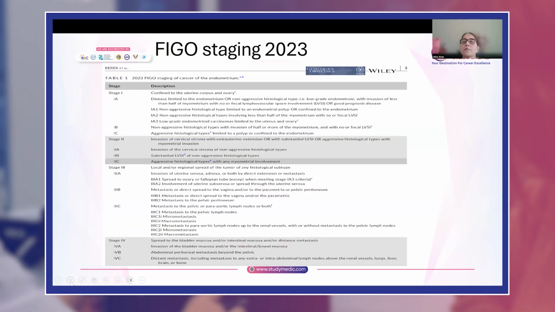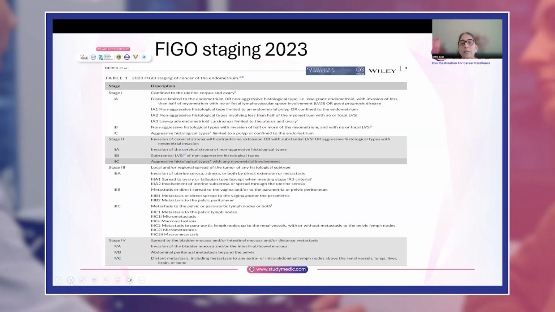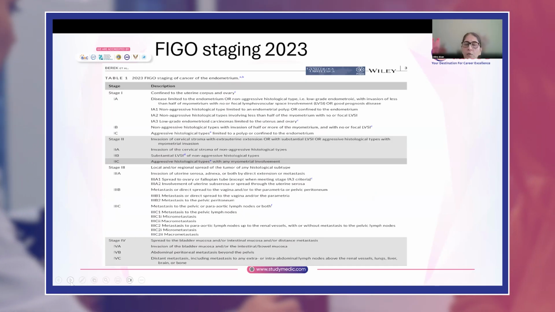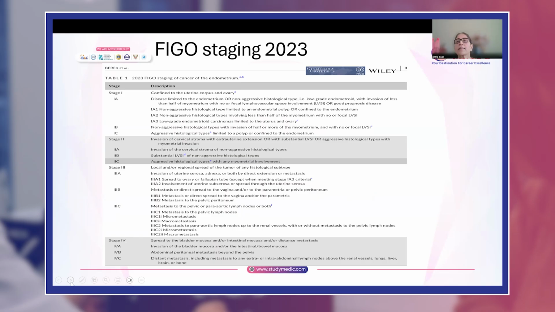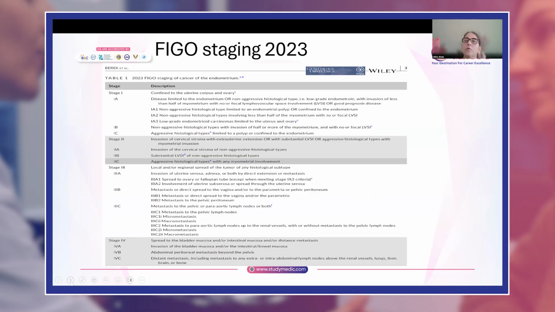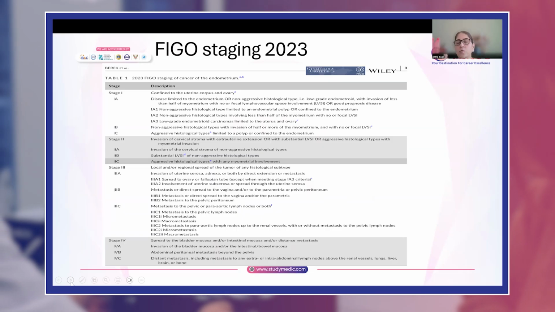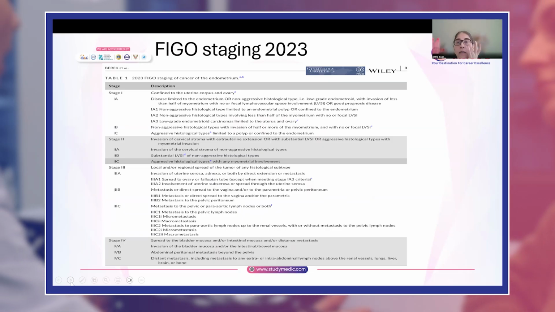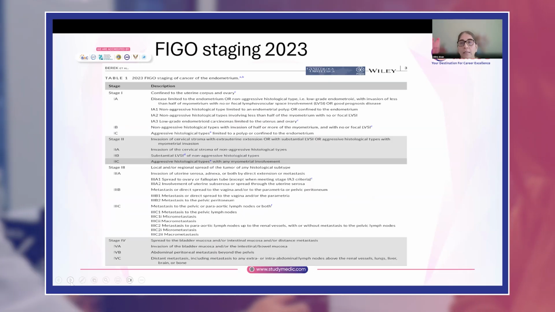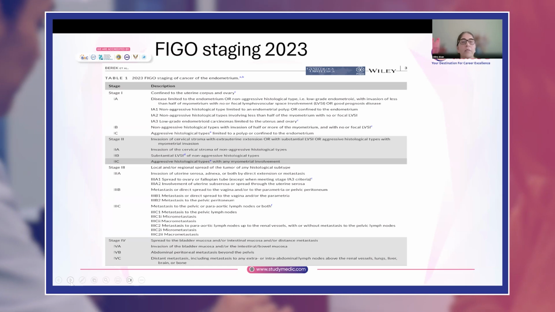Now, let us see the FIGO staging. What is new in this 2023 FIGO staging? Because you are sometimes asked questions where a scenario would be given, and then you have to say what particular stage of carcinoma this lady has. So, you have to be very thorough with the staging. Not only for endometrium, but cervical is another staging which you have to be very thorough with.